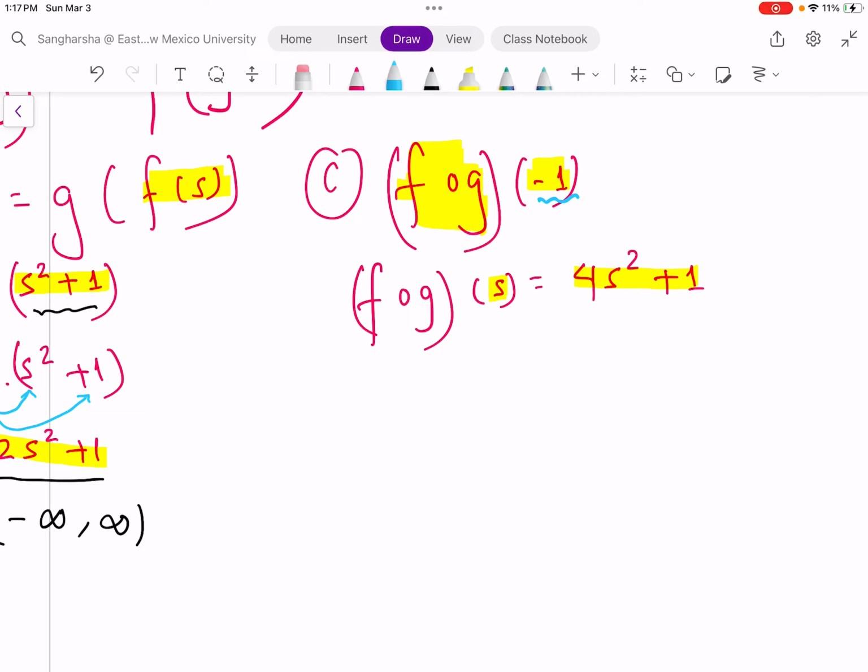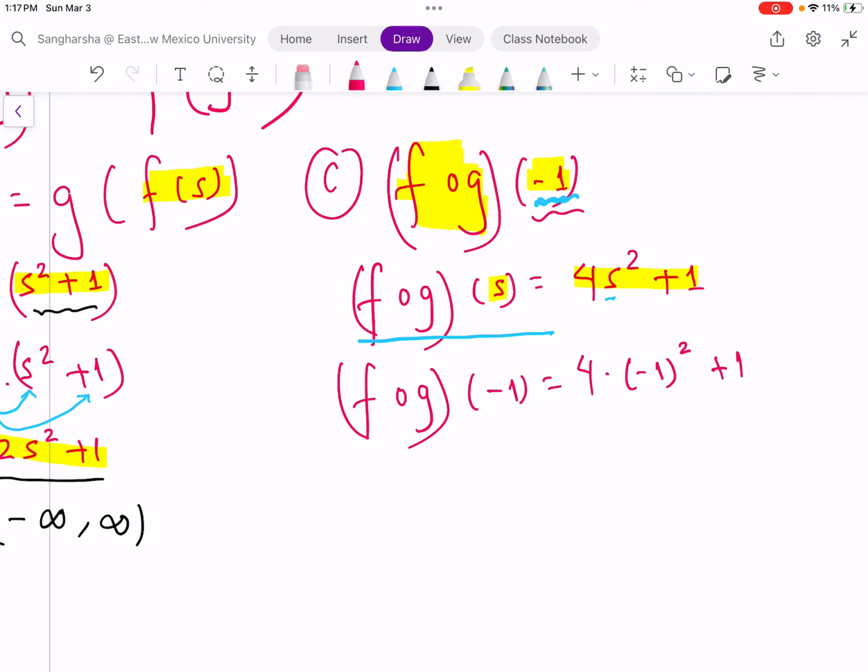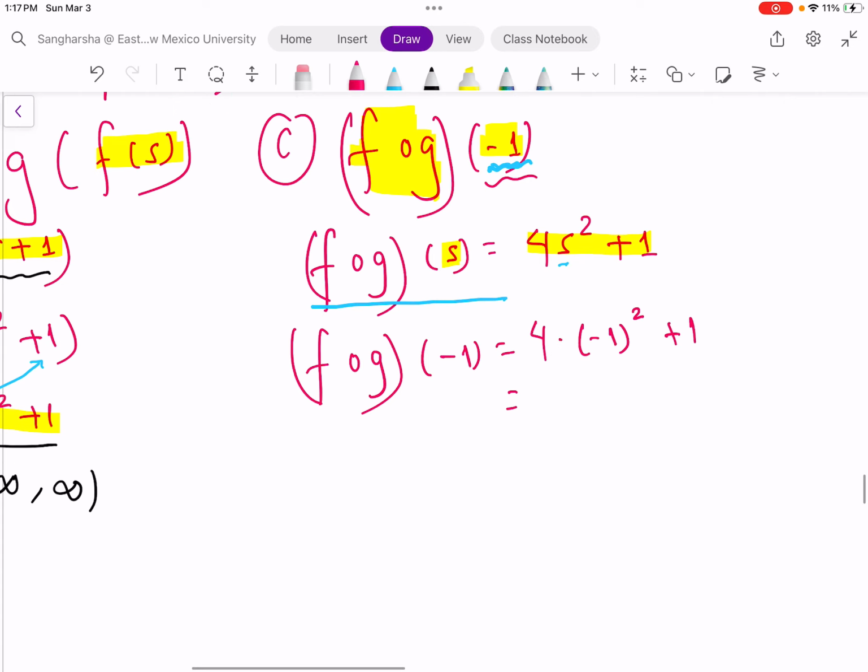So what we're going to do here is substitute -1 for every s in our f composite g function. So we have f composite g of -1 equals 4 times our s, which is -1, squared, plus 1. Now let's go ahead and simplify this. So we have 4 times -1 squared, that is +1, plus 1. So this is 4 times 1, 4 plus 1, which equals 5.